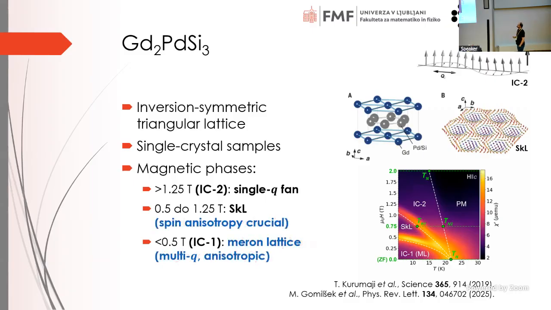What we found, as a preview: in the skyrmion phase, at least one part of the stabilization is due to anisotropy. So bulk anisotropy is still important, even in this centrosymmetric material. And the ground state is actually multi-Q. It's a Meron anti-Meron lattice, actually. And it's highly anisotropic as well.